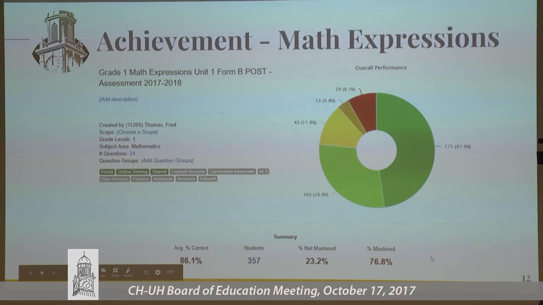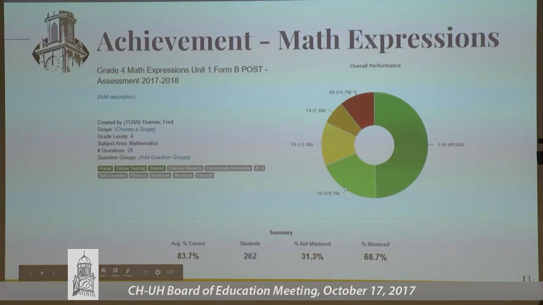So again, when we think about setting our own measures or looking at what we value, this is directly tied to our instruction, and it is immediately actionable. We can take this and look ahead to Unit 2, see what standards are going to be taught again, see which ones are not, to see if we might need to intervene with students a little bit earlier. So that's an example of Unit 1.